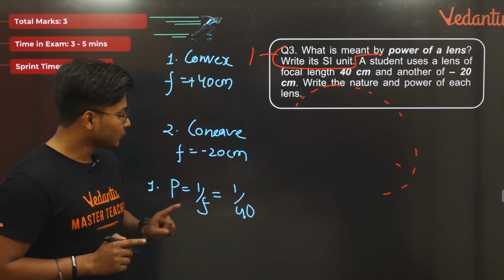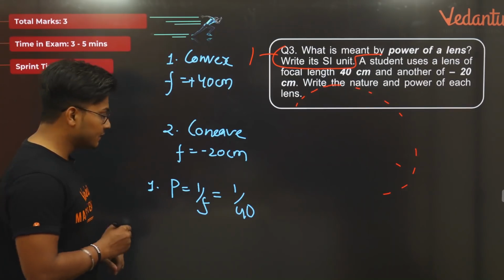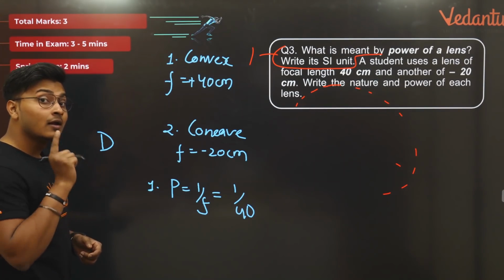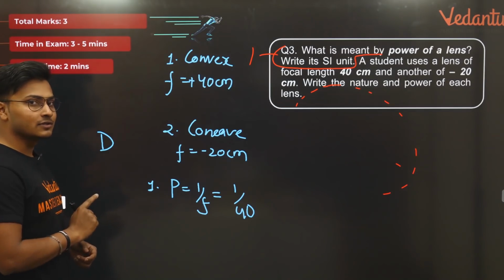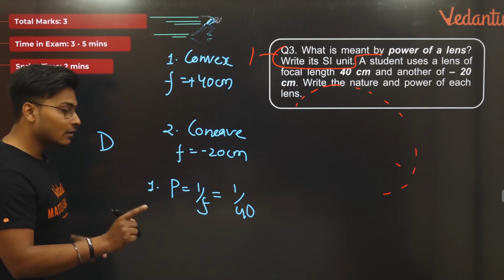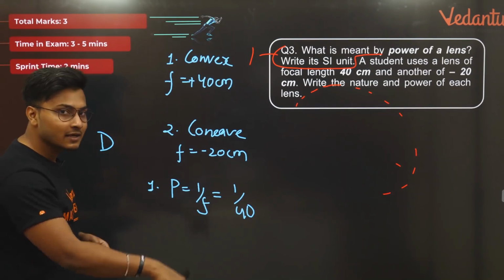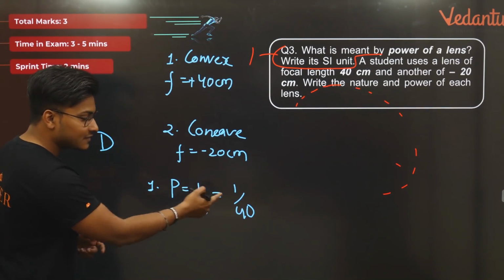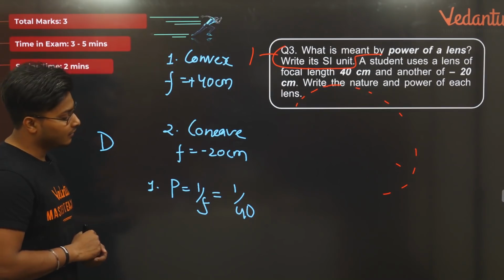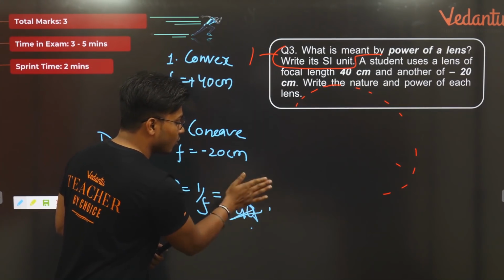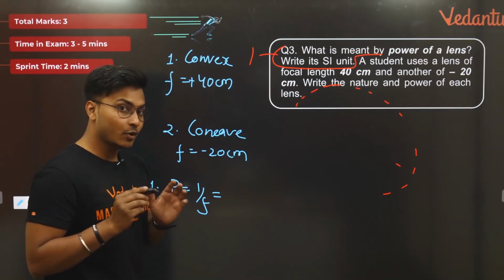Very, very important, my dear students: the SI unit of the power of a lens is diopters. And the answer will be in the SI unit only when everything in the formula is in its SI unit. Here f is in centimeters, which is not the SI unit. So we need to convert it into meters to get the proper value.